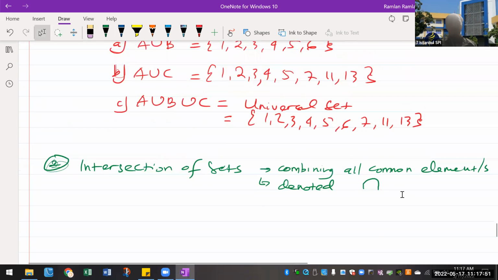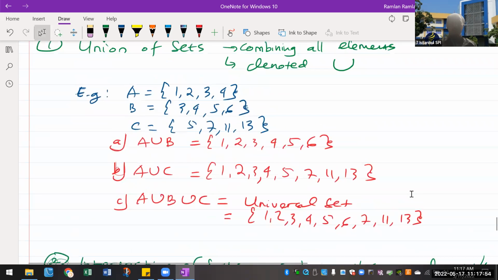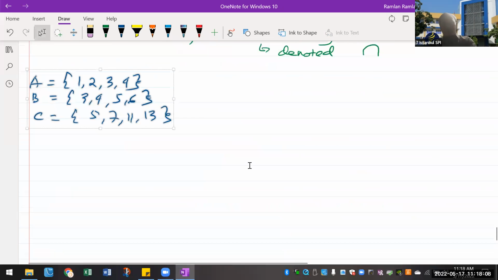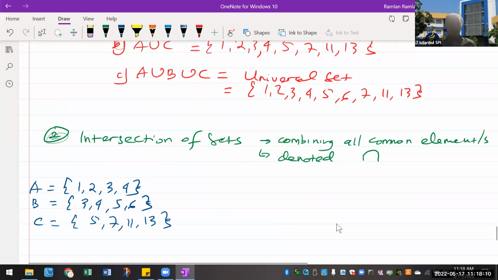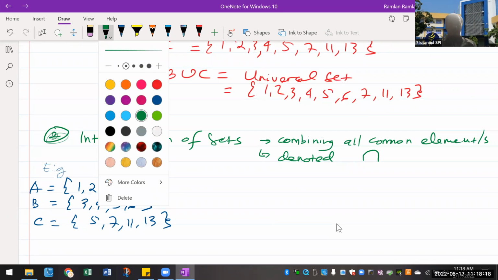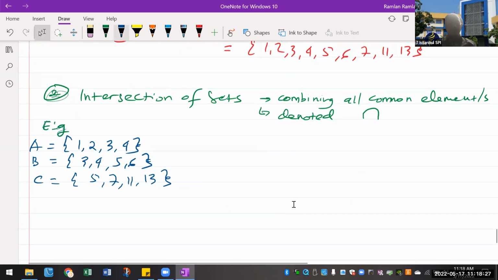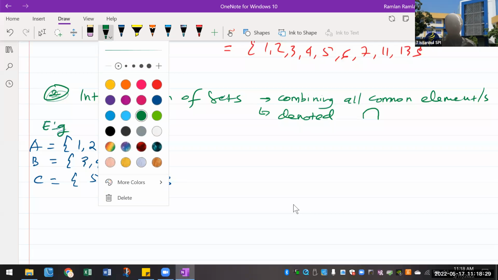Now I'm going to use the same sets that we have from the first question. So I'm going to copy paste this. Here we go, this is the example given. Now, again, the first question will be A intersection B.